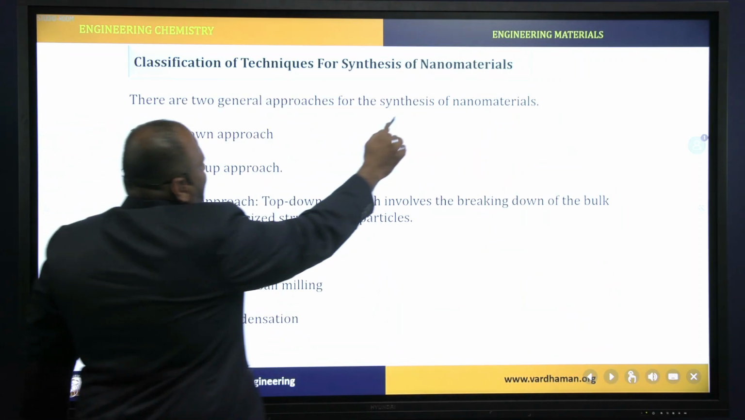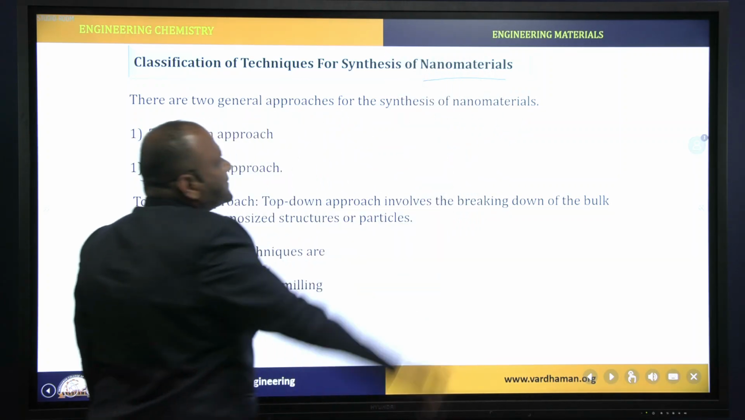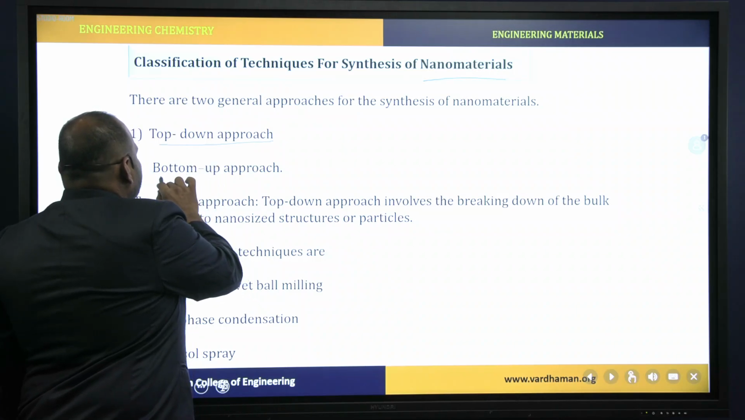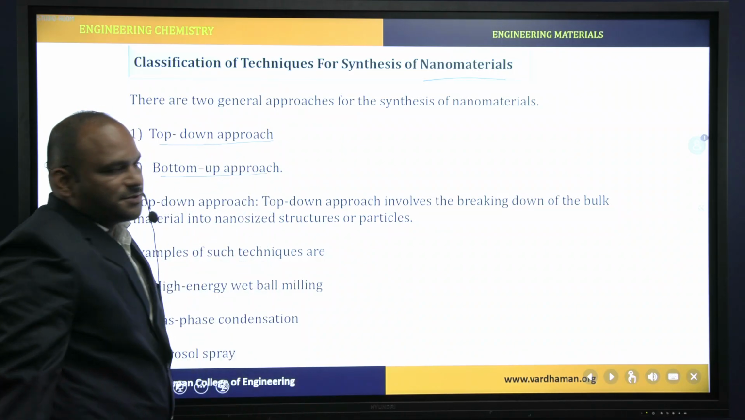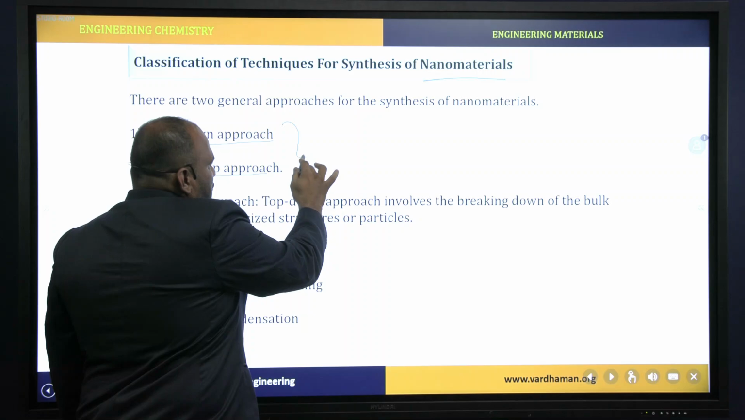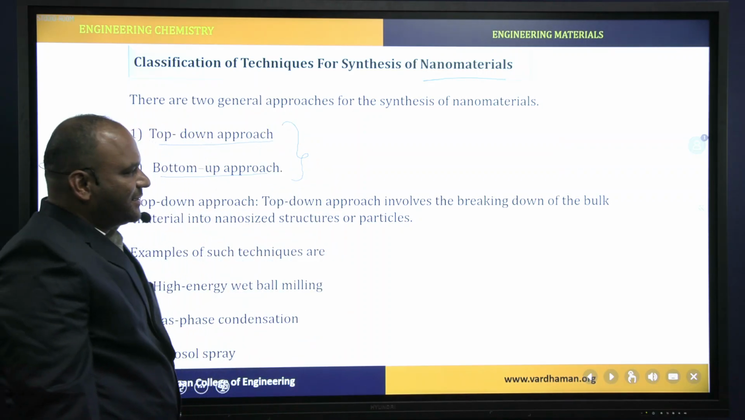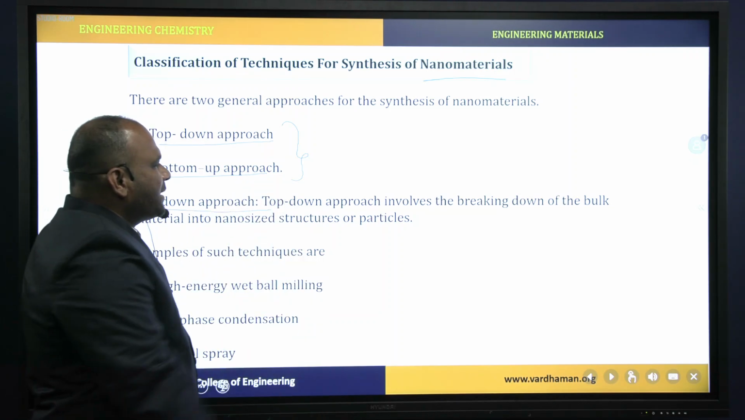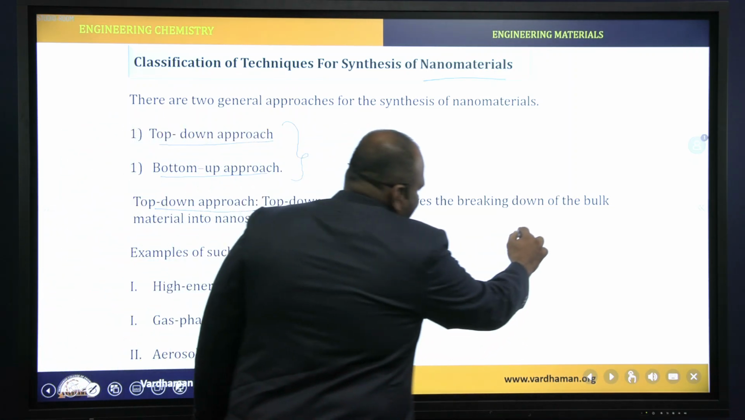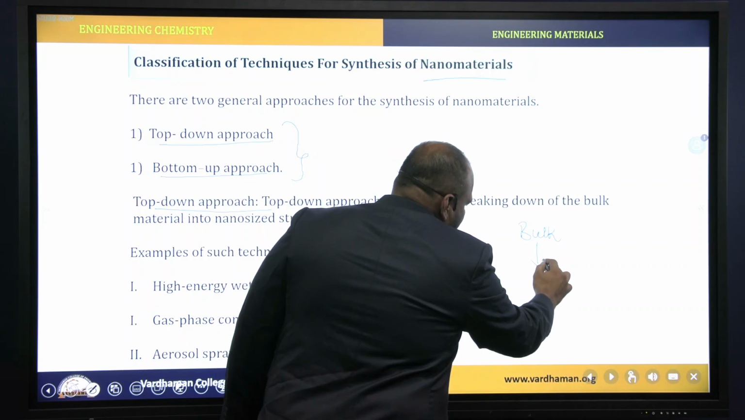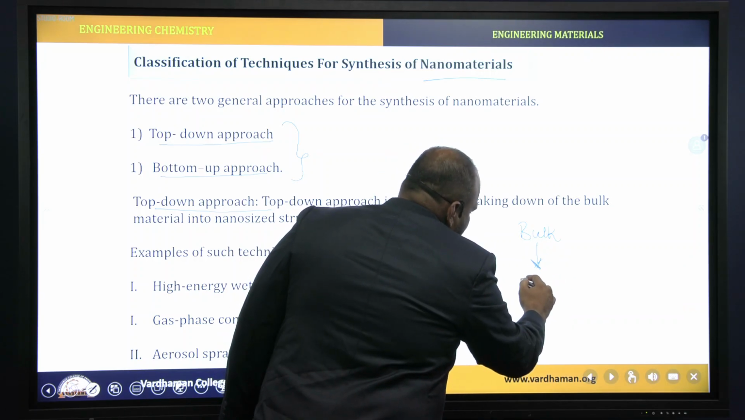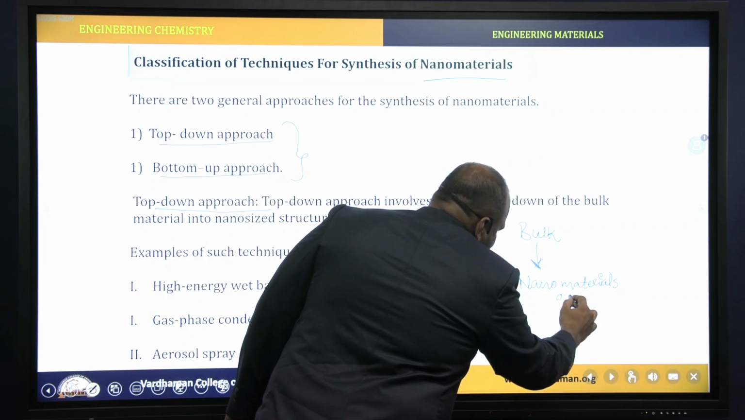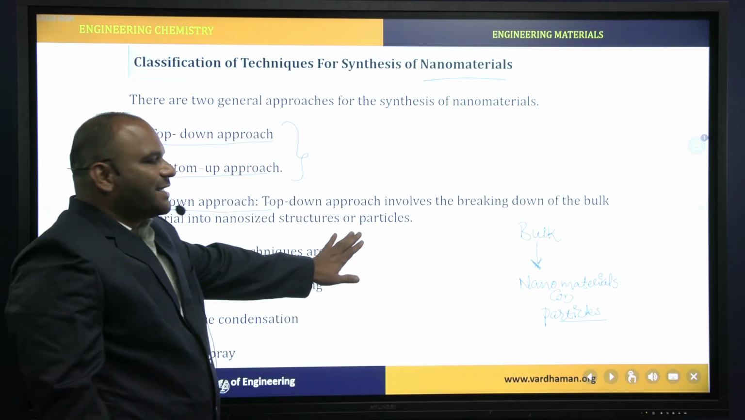Classification of techniques for synthesis of nanomaterials. Here two types of techniques are there. One is the top-down approach, the second one is the bottom-up approach. These two techniques are used to make or synthesize nanomaterials. First one is the top-down approach. In the top-down approach, bulk material is converted into nanomaterials or particles.